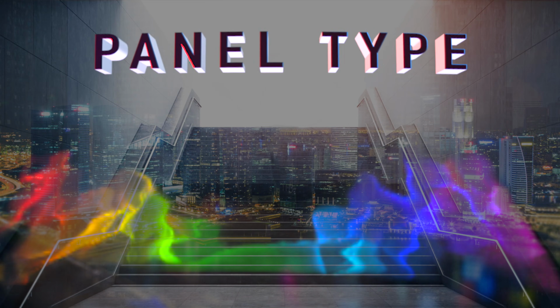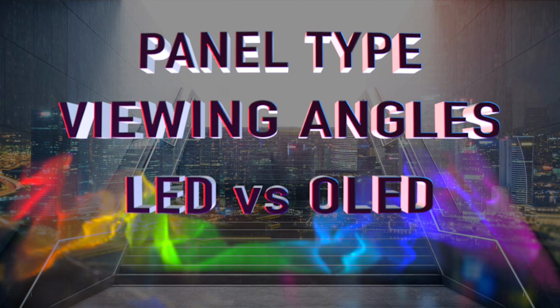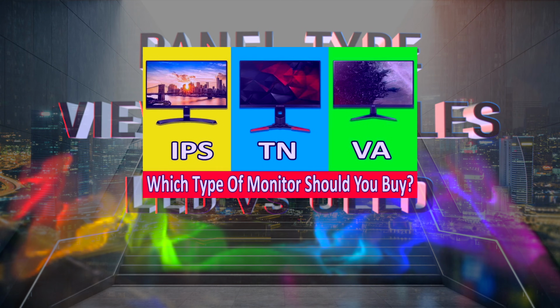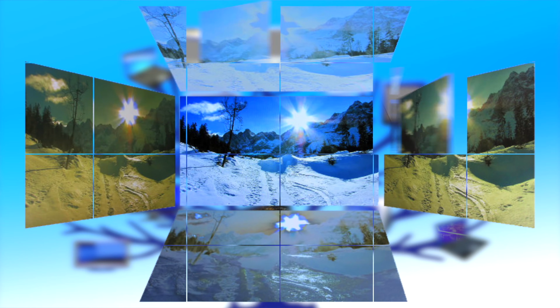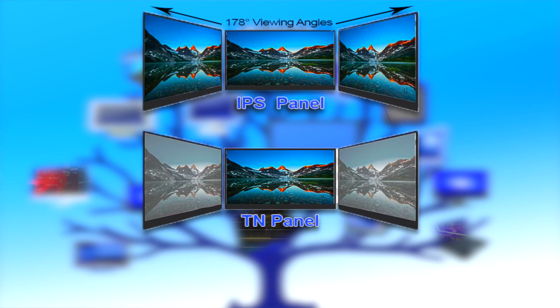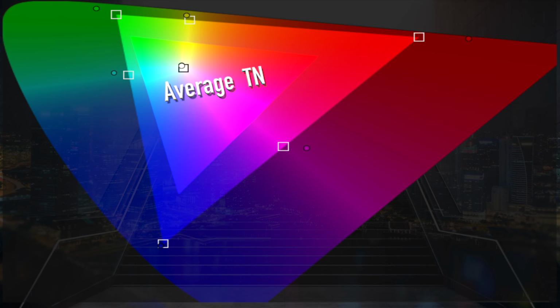Now let's talk about panel type, viewing angles, and LED versus OLED. When it comes to displays, there are a few unique panel types. For creative content work, I personally would not recommend TN panels. They have limited viewing angles around 160 degrees, and in most cases can't produce the level of color accuracy creative applications require. They also generally only represent 6 bits of color and use dithering to display all colors. And TN monitors only display a limited color gamut.